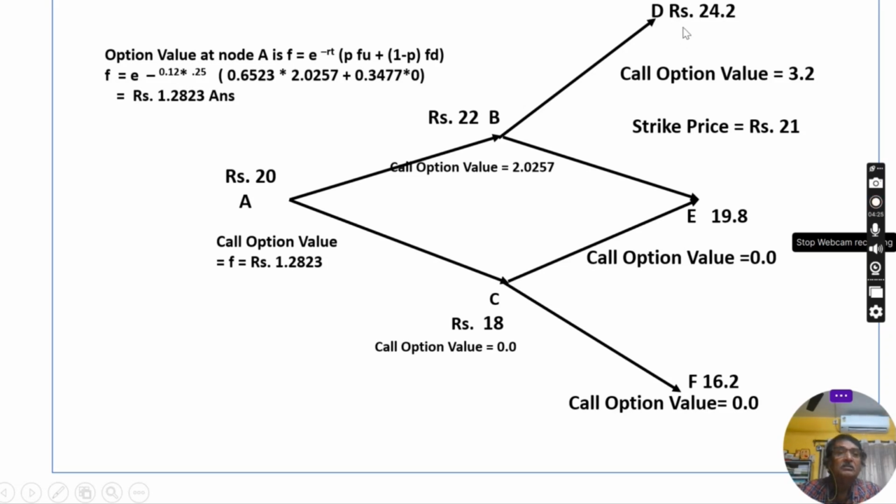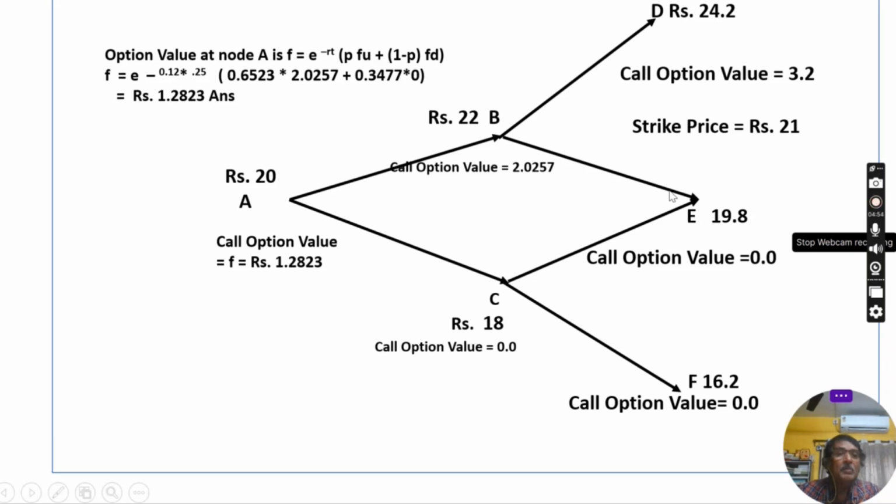Now see what will be the call option value at this point. At this point means D. After two steps, what will be the call option value? Strike price or exercise price is 21 and this price is 24.2. The difference is the call option value. That I have discussed already in my previous video. If you have any doubt, you can check and see that video. Then you will understand it clearly.